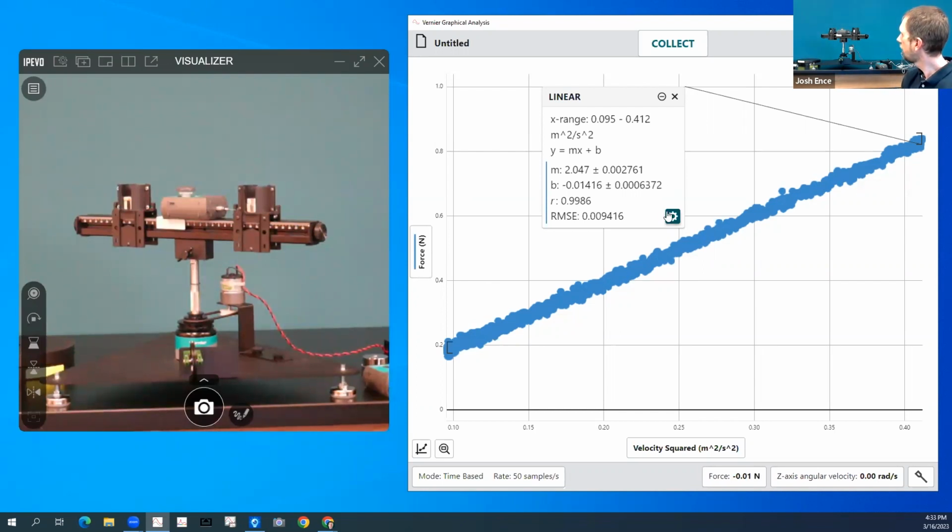All right, let's talk a little bit about rotational dynamics, the second lab. The relationship that you're really investigating is Newton's second law for rotational motion. So the sum of the net torque is equal to the product of the moment of inertia and the angular acceleration.